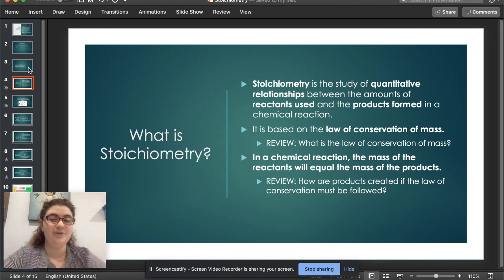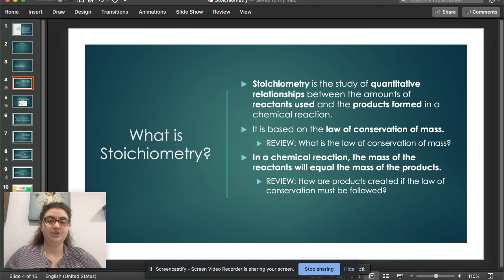Does anyone remember what the law of conservation of mass is? Yes, that is correct. So it's when matter can neither be created nor destroyed. In a chemical reaction, the mass of the reactants will equal the mass of products, therefore observing the law of conservation of mass.